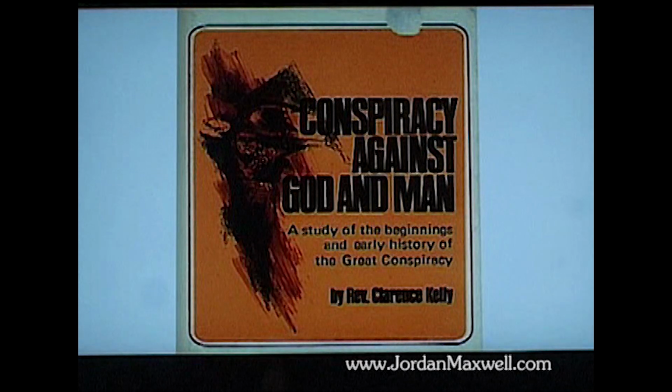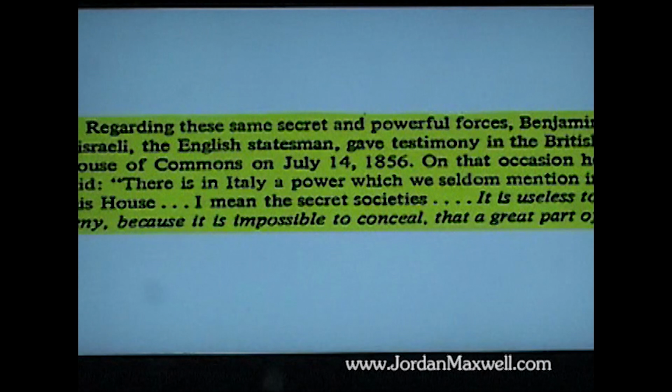Anyway, in A Conspiracy Against God and Man, Reverend Clarence Kelly. Now this particular book was a study of the beginnings and the early history of the great communist movement of the world. Reverend Clarence Kelly. And in the book, he talks about, regarding these same secret and powerful forces, Benjamin Disraeli, the English statesman, gave testimony in the British House of Commons on July 14, 1856.